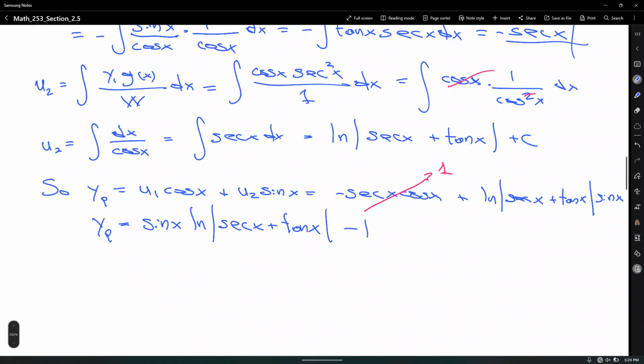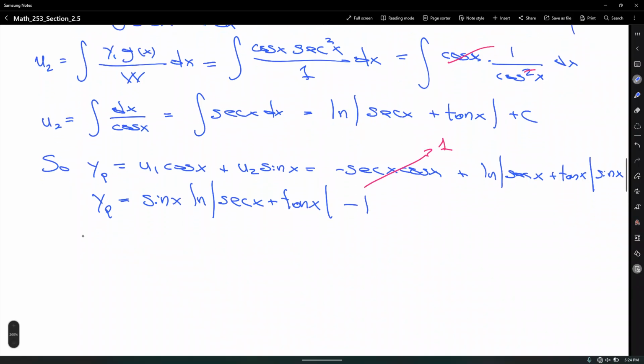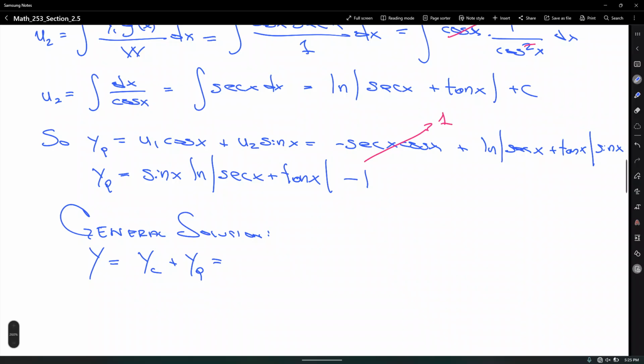And we're done. All right? All we do is write down our general solution, which is of the form y equals y sub c plus y sub p, which is what we got from the homogeneous differential equation, c1 cosine x plus c2 sine x, or c1 sine x, c2 cosine, it doesn't matter.